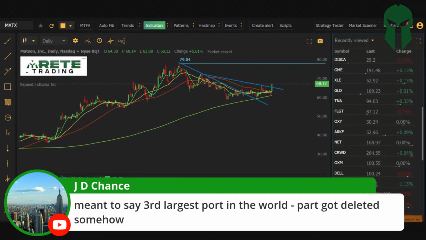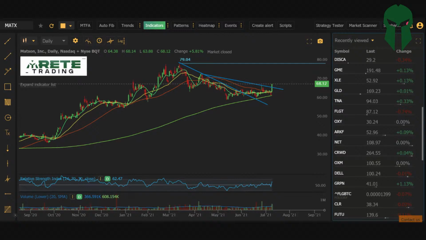So is that what it is? It's the third largest port in the world. Yeah, that's an issue. You could see pricing increase, which would also explain the inflation trade coming back on. That's interesting. Thanks for sharing that, JD. That's actually important.